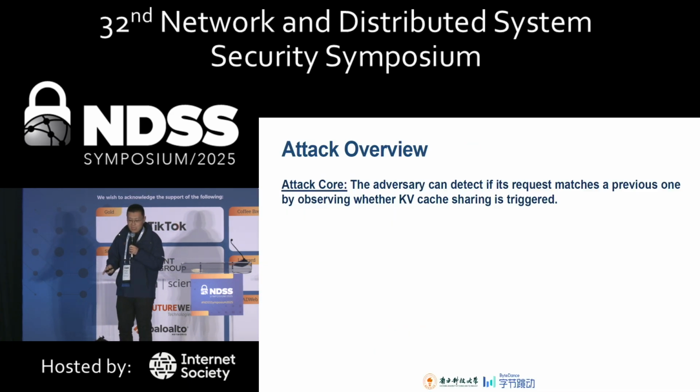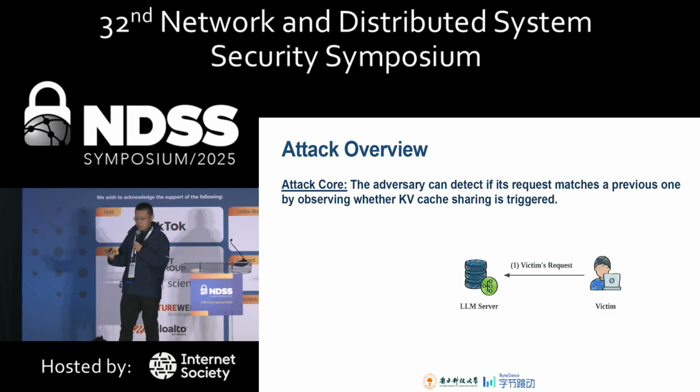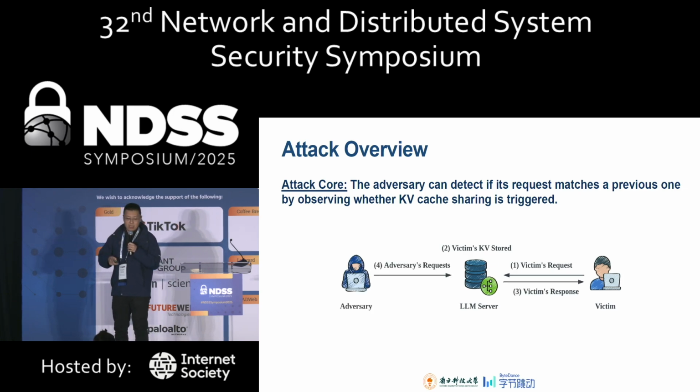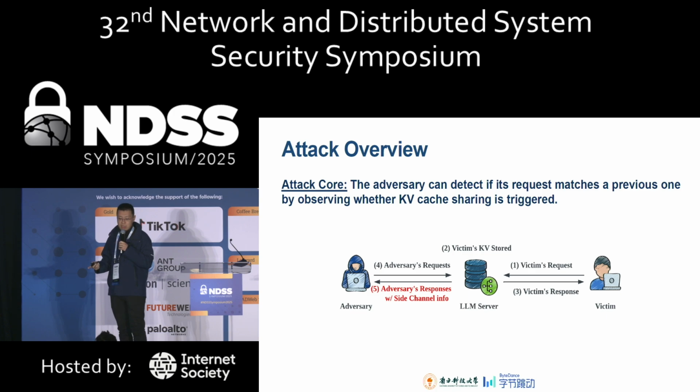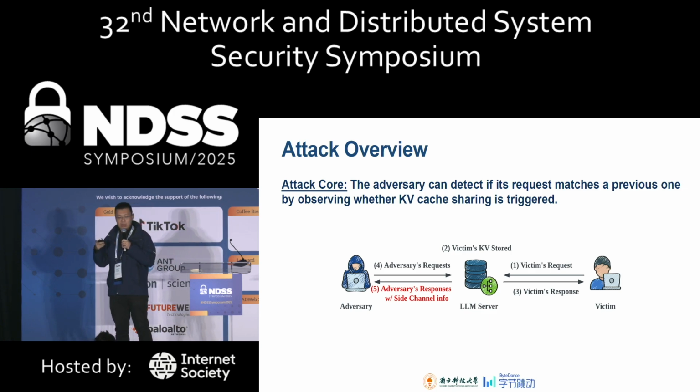This is the general idea of our attack. While the user is making use of the LLM server to do some inference, his KV cache is stored. At the same time, the attacker, the adversary, will send his own request and try to figure out whether KV cache sharing is triggered. If it is triggered, the attacker learns something about the victim's query. At least a part of the prefix of the adversary's request matches exactly with the victim's request prefix, so this matching will reveal some information.